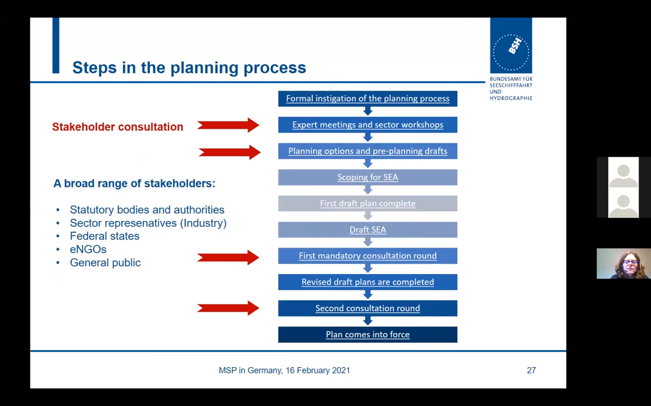This slide looks at it in a little bit more detail, and there's actually a red arrow missing. It's to indicate where stakeholders come into play. It actually starts with the very first step already, the instigation of the planning process, and thinking back to how the old plan has done its job. Has it been successful or not? Before it then gets to a stage where expert meetings and sector-specific workshops take place. Then it moves on to more specific planning options, pre-planning drafts that are being considered. The SEA process begins in parallel. The first draft is then completed. Then there's a consultation round. Then it goes back to the authority to redraft, then another consultation round follows, and then eventually the plan comes into force. And this is just to indicate where stakeholder engagement takes place.